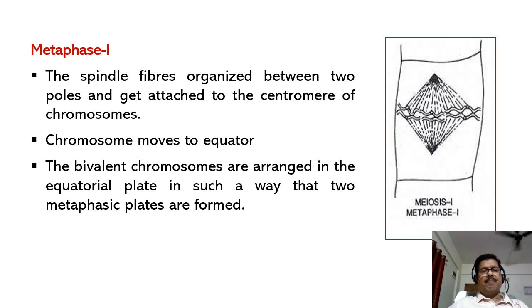Metaphase I. In this stage, the spindle fibers are organized between the two poles and get attached to the centromeres of the chromosomes. The chromosomes move to the equator. The bivalent chromosomes are arranged on the equatorial plate in such a way that two metaphasic plates are formed.